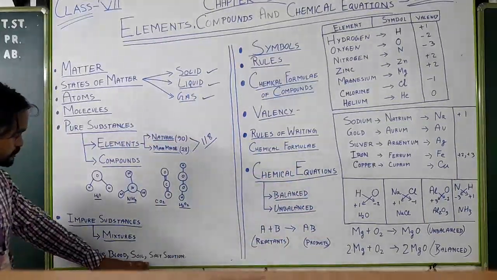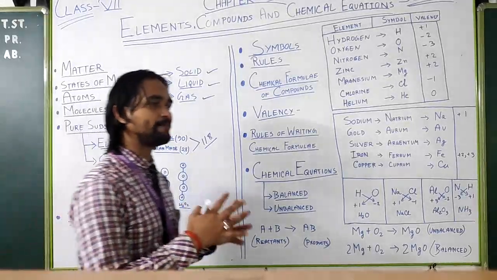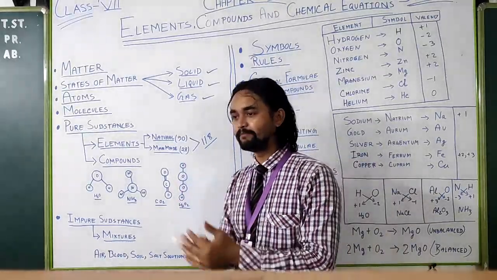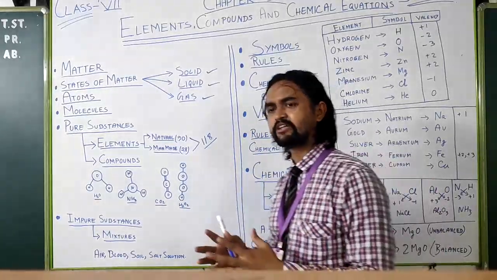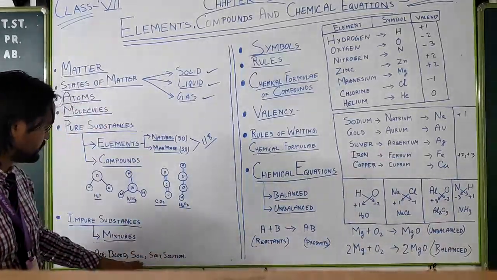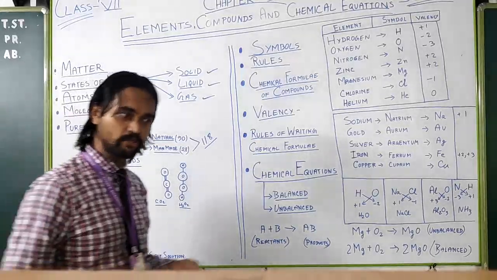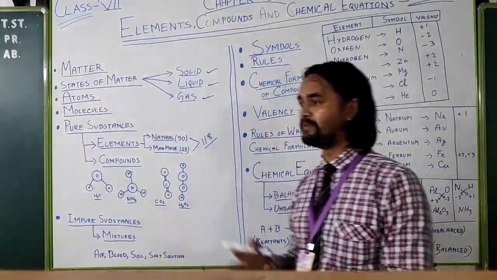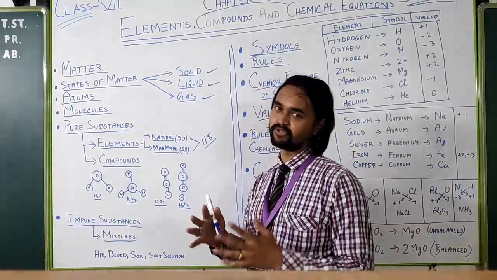Our next example is soil. Soil is made up of different elements, different minerals. There may be organic substances, that means dead particles of plants, dead particles of animals. There are several waste products of animals and plants. They are mixed with the soil and soil is formed. There are different forms of soil, we know. That means clay soil, sandy soil, humus, all these things contain various types of compounds, minerals, elements. So soil is also an impure substance. It is not a pure substance.